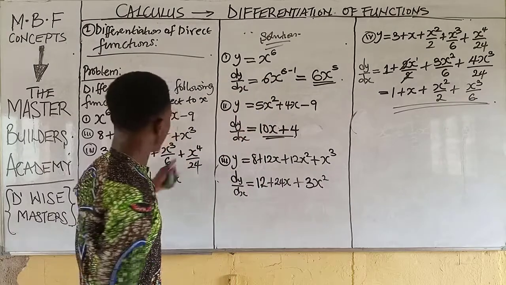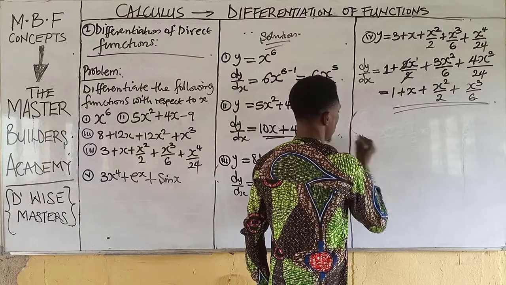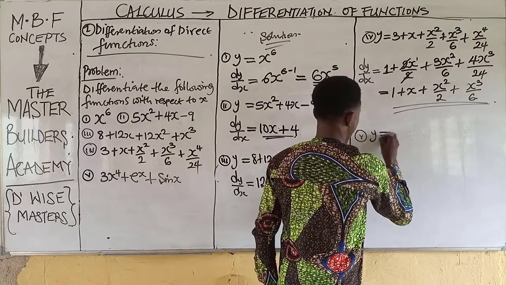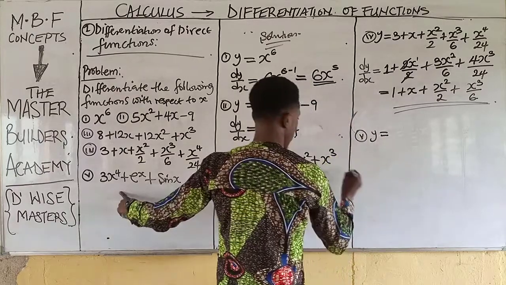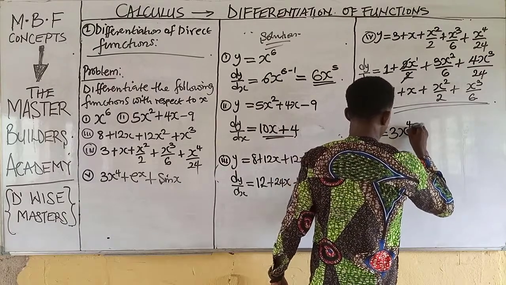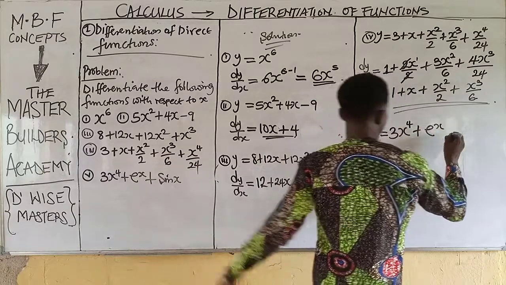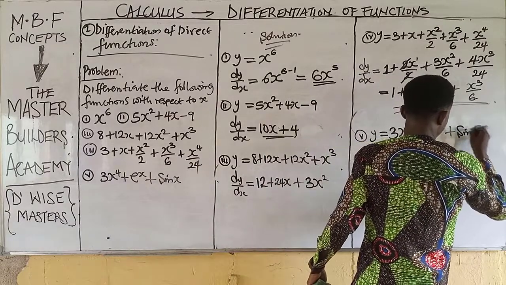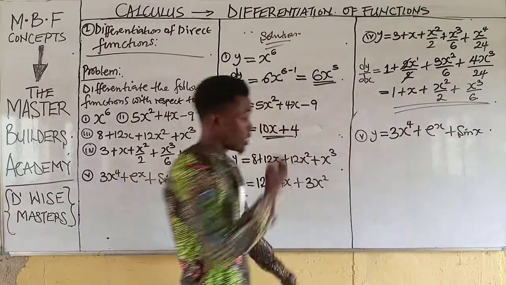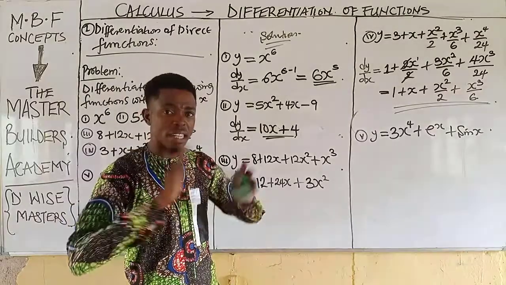Right? Now, question number 5, we have y as a function of 3x raised to the power of 4 plus exponent x plus sine x. This is what we have here. Very simple. Very, very simple.